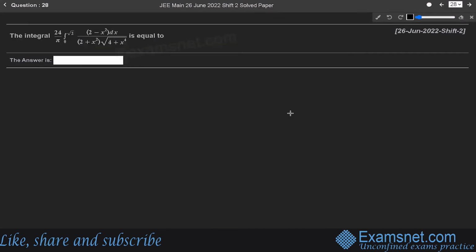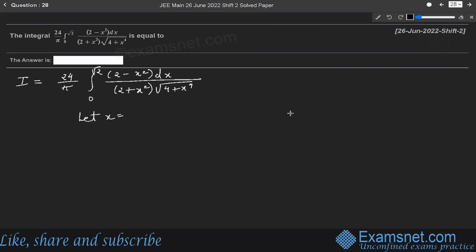Next question is the integral 24 upon pi integral 0 to root 2 of 2 minus x square dx divided by 2 plus x square into root of 4 plus x power 4. So we have to find its value. So let this integral be equal to I and let x is equal to root 2 t. Therefore, dx will be equal to root 2 dt.